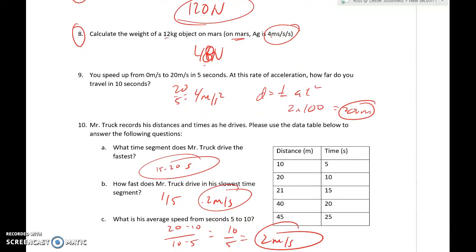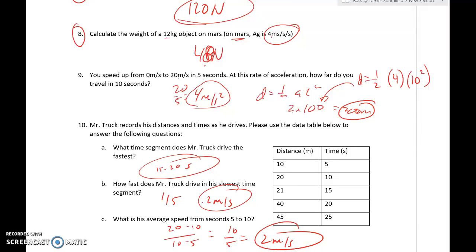In number 9, you speed up from 0 to 20 in 5 seconds. So to find your acceleration, you take 20 divided by 5 and get 4 meters per second squared. That's your acceleration. How far? D equals 1/2 AT squared. So 1/2 of 4 is 2 times your time squared, which is 10 squared. If I write that out, D equals 1/2 times 4 times 10 squared, which simplifies to 200 meters.